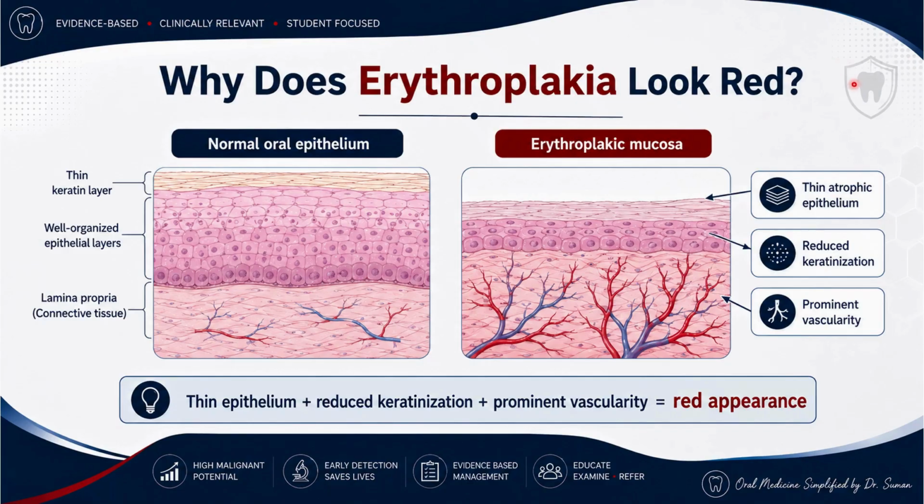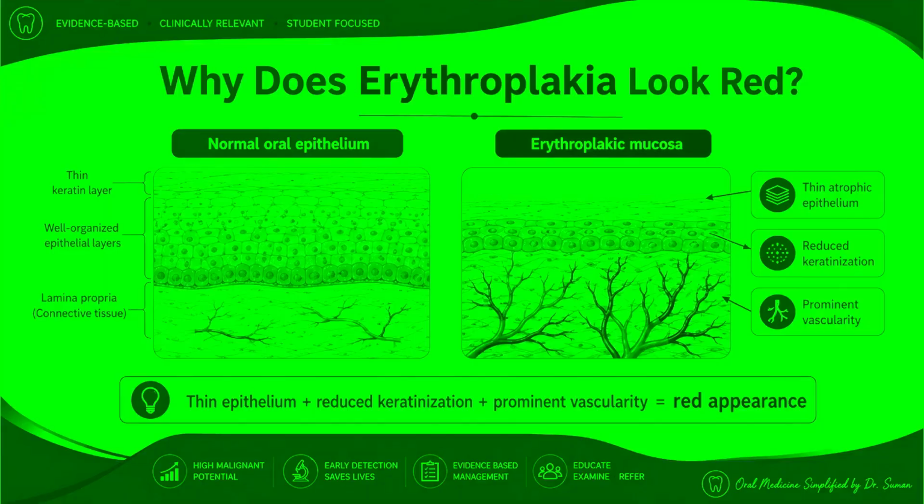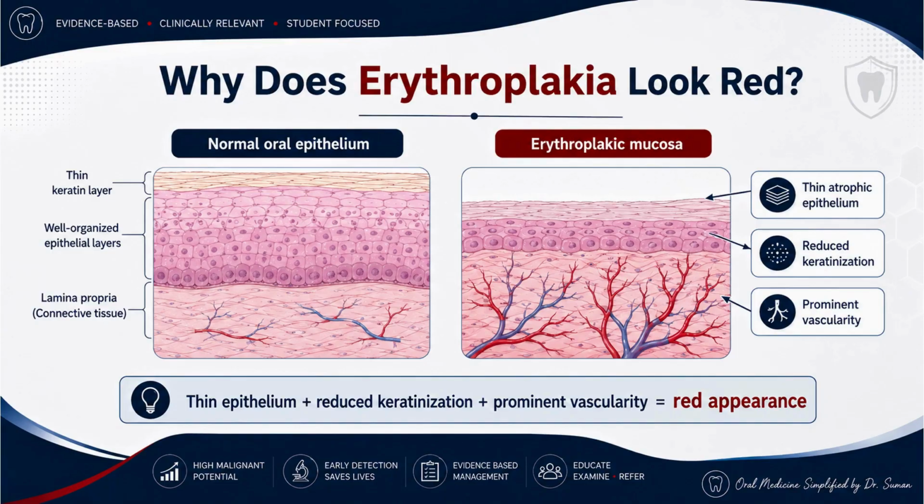In many cases, the epithelium is thin or atrophic. Keratinization is reduced, and the vascular connective tissue underneath becomes more visible. So, the red color is not merely a surface feature, it reflects the altered epithelial thickness, reduced keratin protection, and increased visibility of the underlying vascular tissue. This is clinically important because a thin, abnormal epithelial surface may already show dysplastic change.